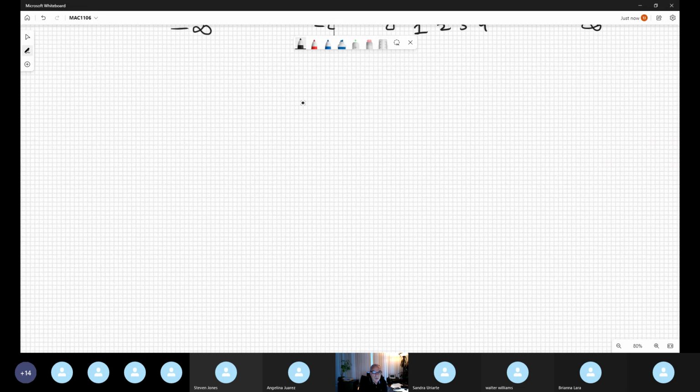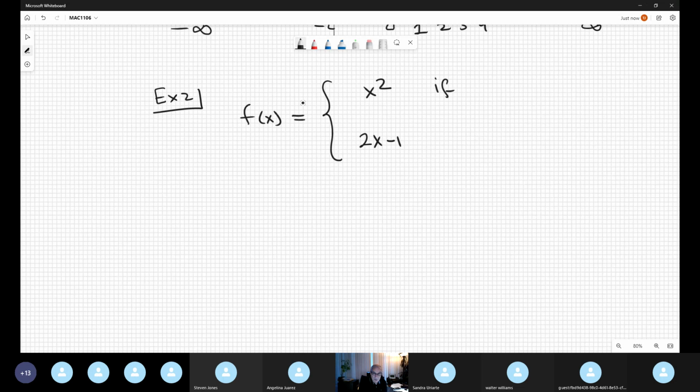Suppose example 2 of the piecewise function. Okay, it's f of x again. It's now 2 pieces, easy: x squared and 2x minus 1. The first is defined if x is between -2 and +2, including both endpoints. And the second piece is defined if x is greater than 2.